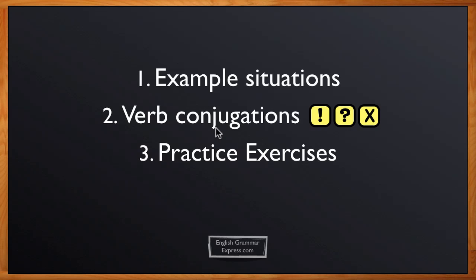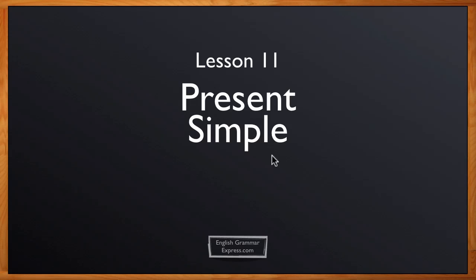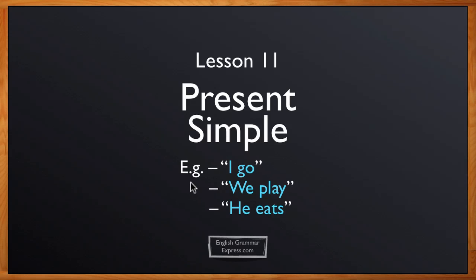Part two, verb conjugations, so positive, question and negative forms. And part three will be the practice exercises. So let's get started with present simple. And examples of present simple are I go, we play, and he eats.